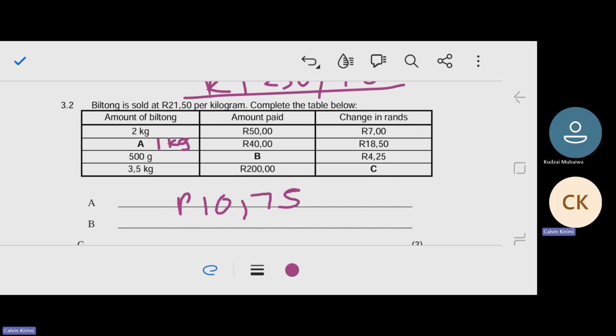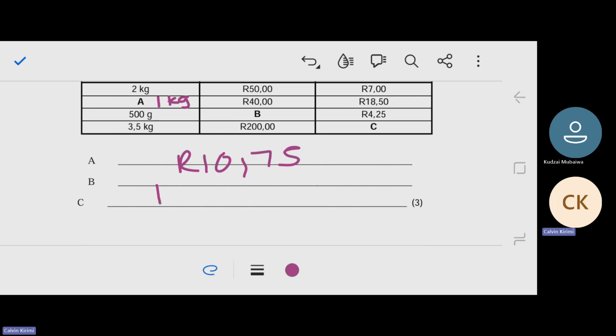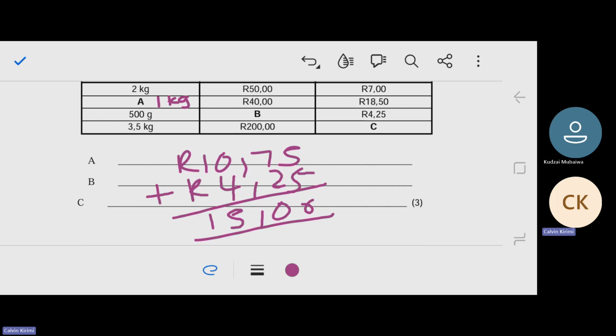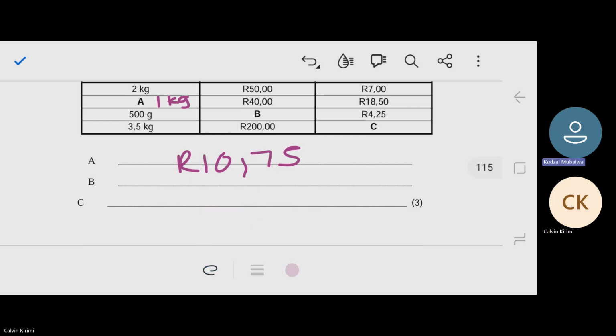But this person got change of how much? 4.25. How much did the person pay? 15 rands. Yes, so we are adding. You must be in a position to interpret. So plus 4 rands 25 cents, which means this person paid 15 rands. That's why you got change of 4 rand 25. Okay. Yes, sir.